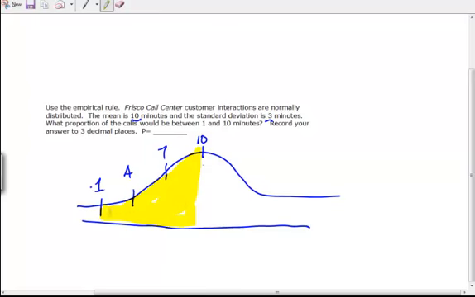Well, if you recall the middle, this is z equals 0, -1, -2, -3. 0 is associated with 0.5, -3 is associated with 0. So we would take 0.5 minus 0 is 0.5. So it's 0.5 or 50% is between 1 and 10 minutes. Let's look at another one.